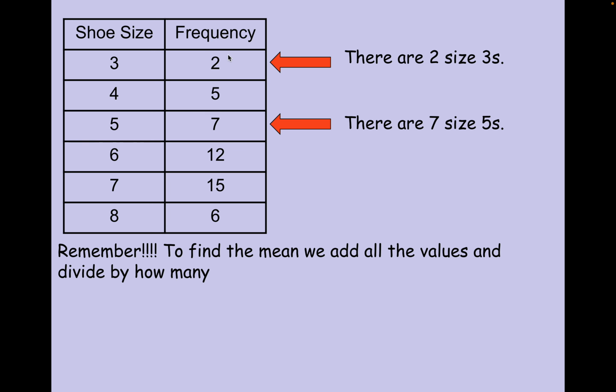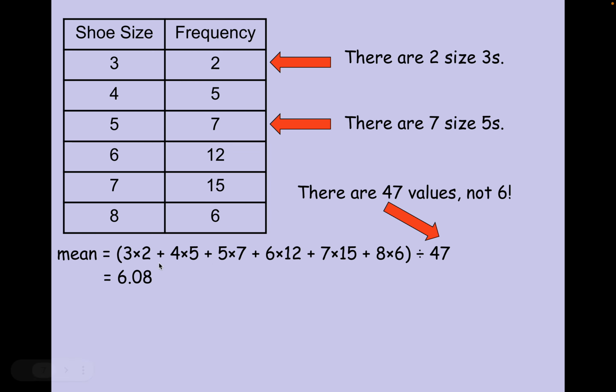Okay? So remember that this means there are 2 people with shoe size 3, there are 7 people with shoe size 5, and so on. When we want to calculate the mean, when we are adding the sum of all the shoe sizes, we have to remember the number of people with that shoe size. So in this case, 2 times 3, 5 times 4, there are 7 people with 5, so 7 times 5, and so on. And the total number of people, when you add up all the frequencies, is 47.